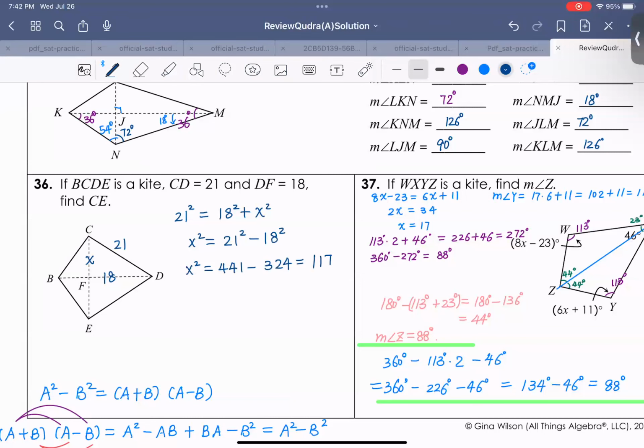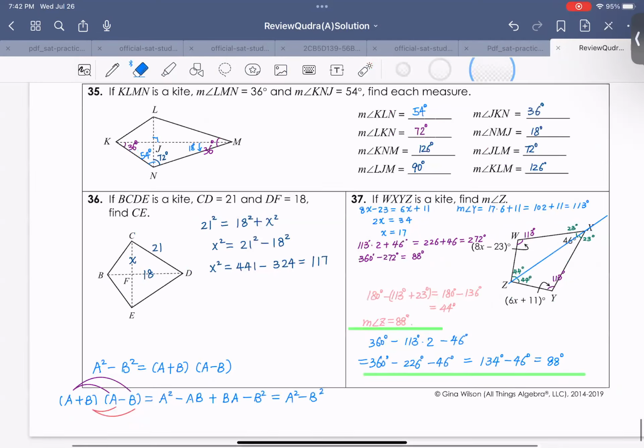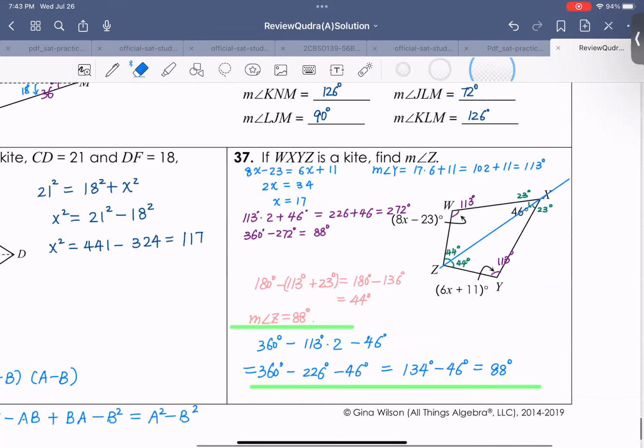You can also use the formula we did, by taking the sum and then the difference, right? So this is 39 times 3, which is 117. Okay. Now last one.